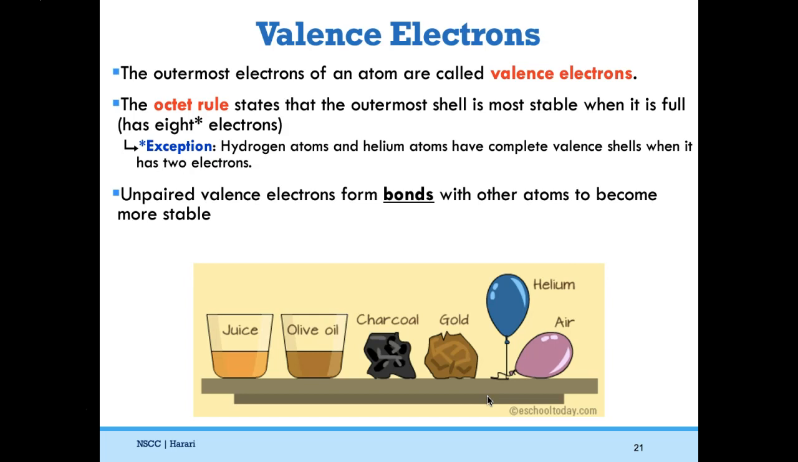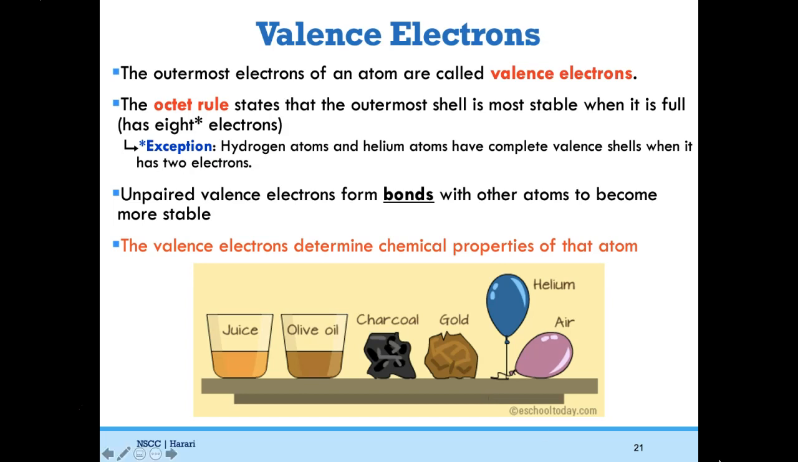Like I was saying, the valence electrons determine the chemical reactivity and the stability of these atoms, and unpaired valence electrons form bonds with other unpaired valence electrons to become more stable. This is the secret of chemistry. Atoms like to interact with each other to become more stable. So the valence electrons determine the chemical properties of that atom.